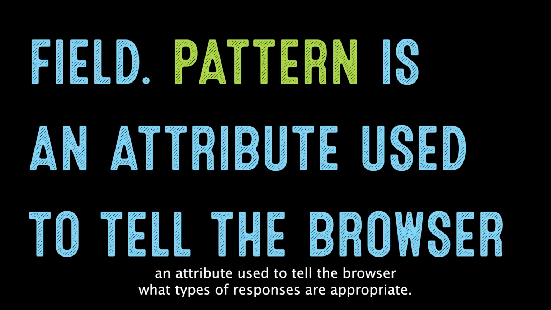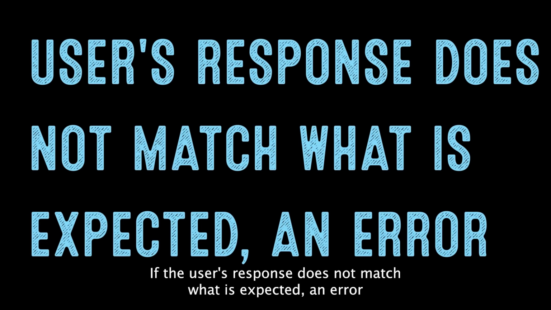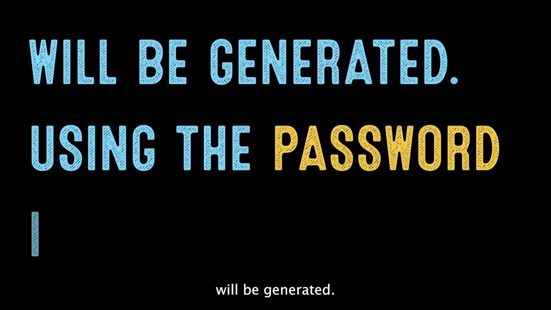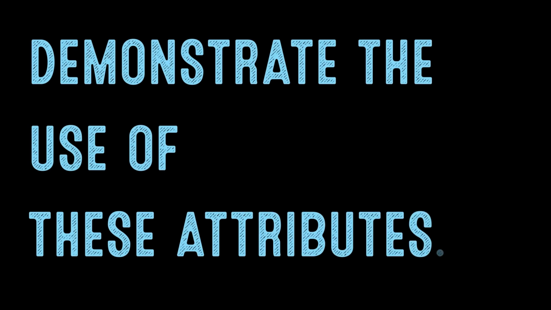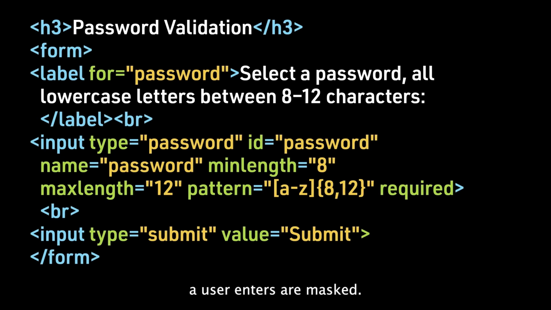Pattern is an attribute used to tell the browser what types of responses are appropriate. If the user's response does not match what is expected, an error will be generated. Using the password input type, we can demonstrate the use of these attributes. When using the password input type, the characters a user enters are masked.